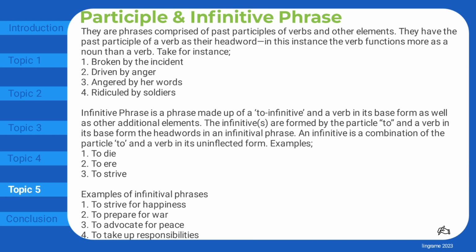Infinitival phrase. This is a phrase made up of a to infinitive and a verb in its base form, as well as other additional elements. The infinitives are formed by the particle to and a verb in its base form, the head words in an infinitival phrase. An infinitive is a combination of the particle to and a verb in its uninflected form. Examples: to die, to err, to strive.